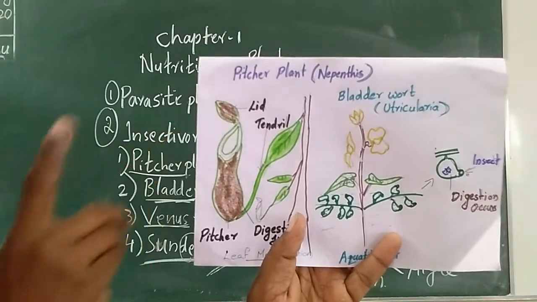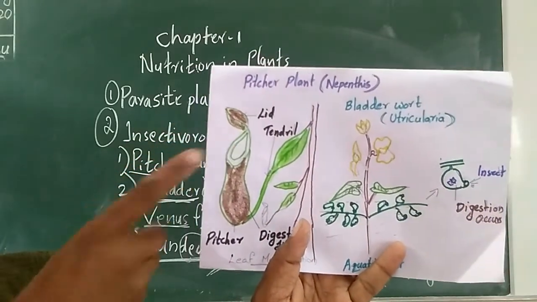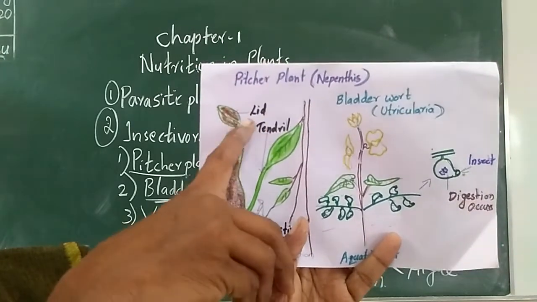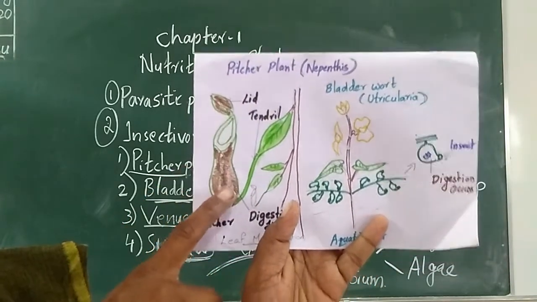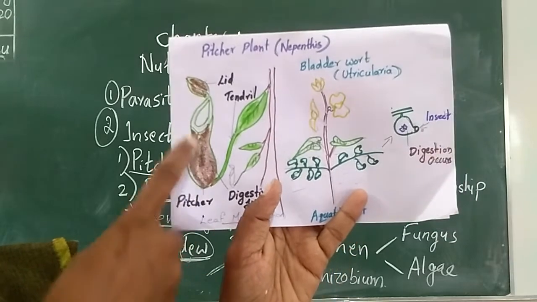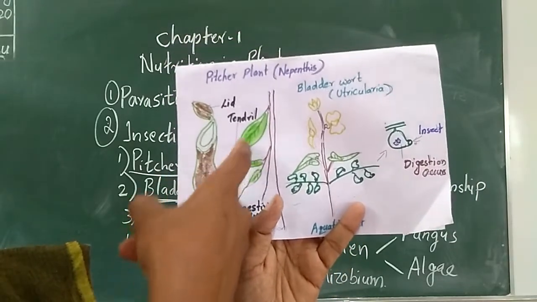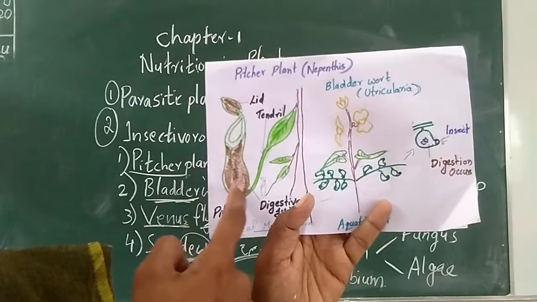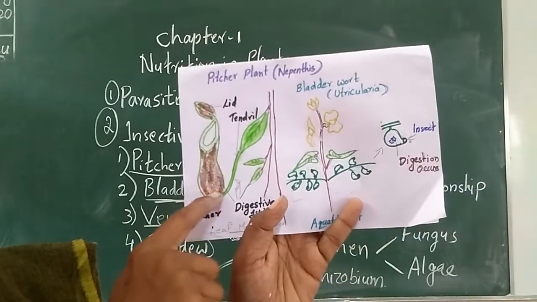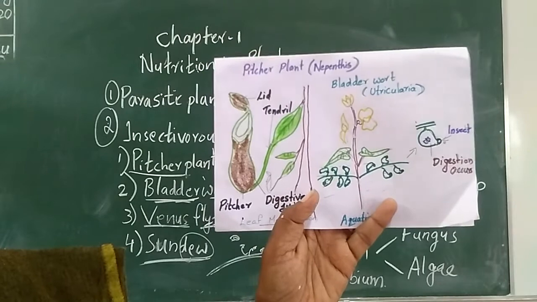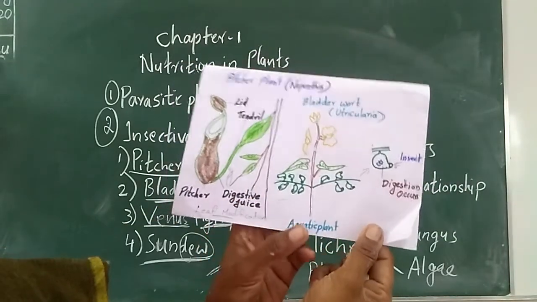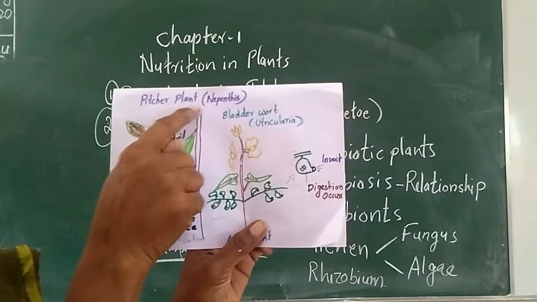So an insect will come, attracted by this nectar, and when the insect gets inside the pitcher, it just closes the lid. Then the insect gets trapped inside and digested, and the nutrients are taken by who? The plant. It is a leaf modification. The leaf is changed into a pitcher. So this plant traps insects using its pitcher. That's why it is called a pitcher plant.